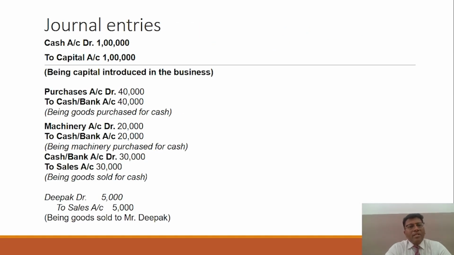As you can see on the screen, these journal entries are already on the screen. We have made it: cash account debit to capital, being capital introduced in the business. Purchase account debit to cash or bank account. Yes, you have to be very conscious.